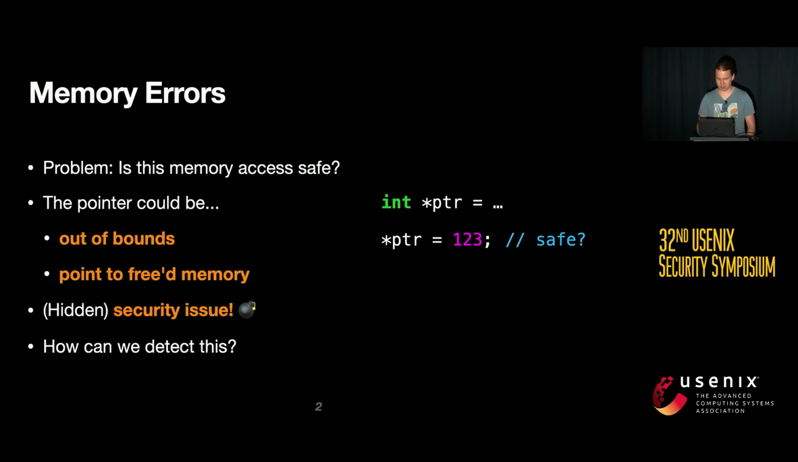What are memory errors? Let's say you have a C application, you have a pointer, it points somewhere, and we want to write to it. The question is, are we about to do something unsafe? There are a bunch of reasons why it could be unsafe.